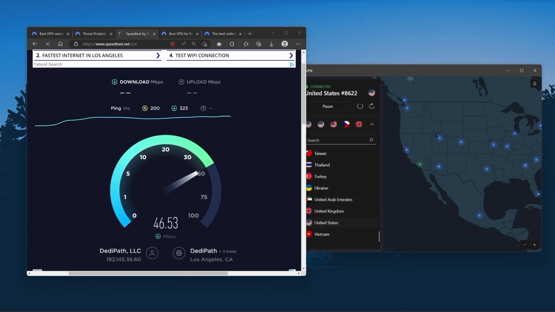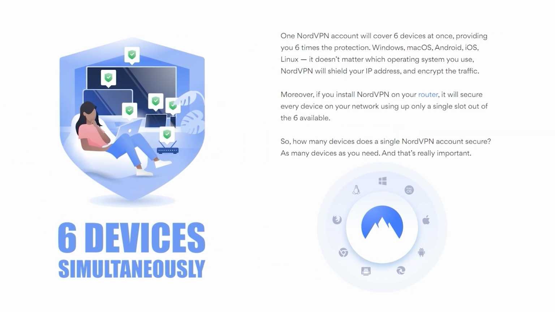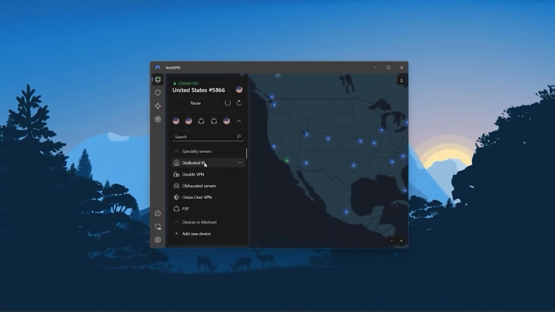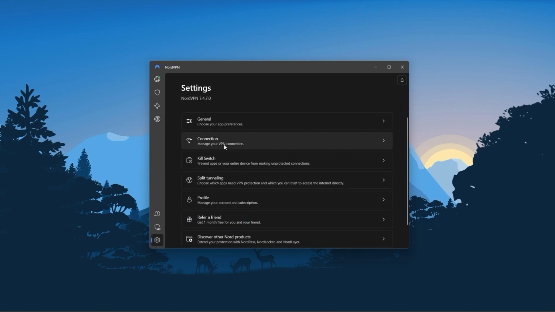Especially that it's about as fast as ExpressVPN in terms of performance, and will let you secure up to 6 devices per subscription as opposed to ExpressVPN's 5 device limit. So all in all, if you're someone looking to have a few more options in your VPN, then Nord would be the one to get.